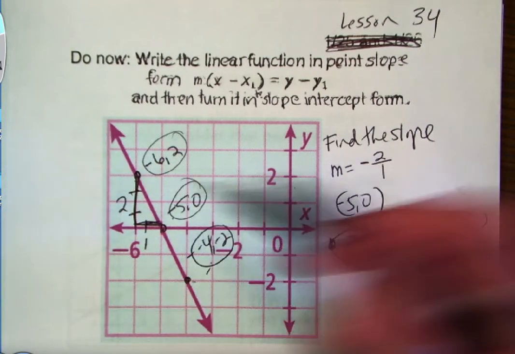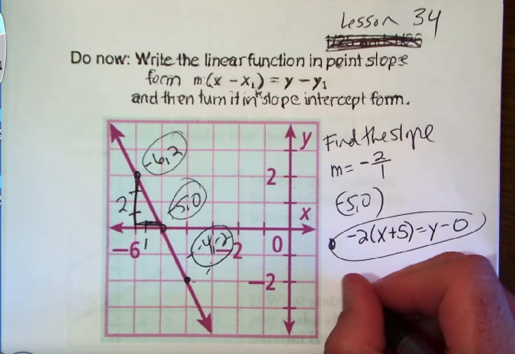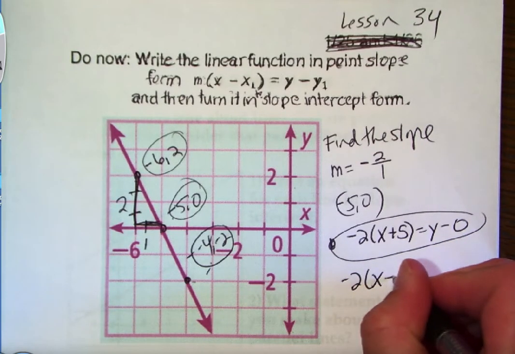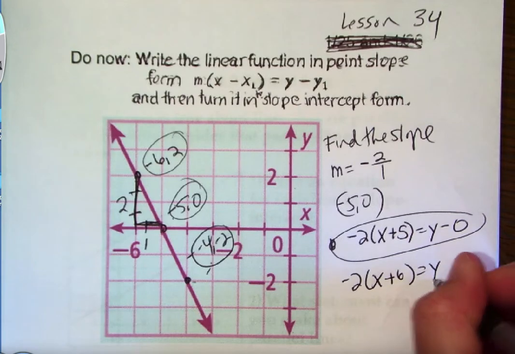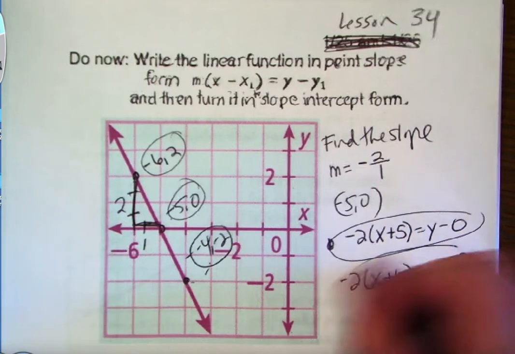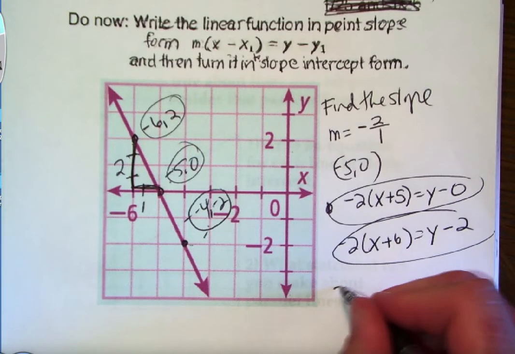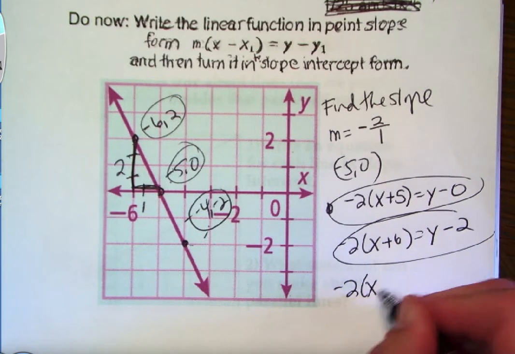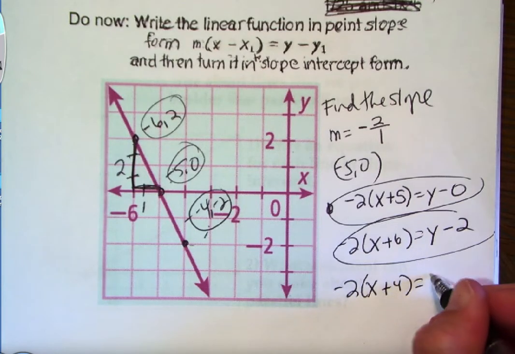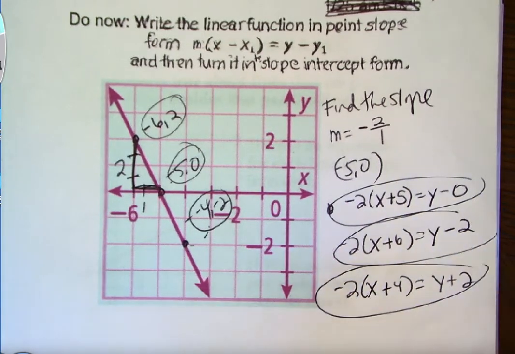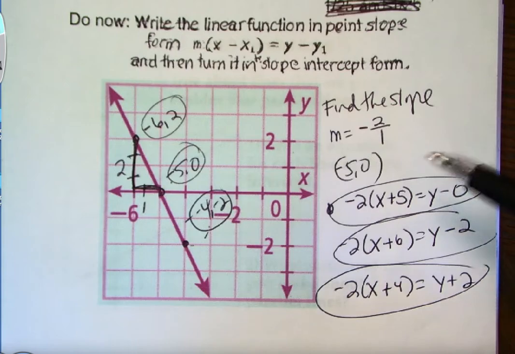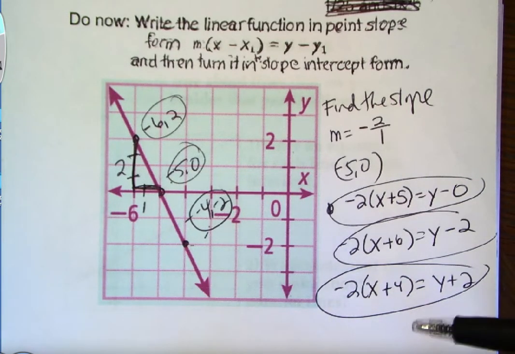But you might have written it with the point negative 6 too. It could have been this one. This is also the same. Or you could have written it as this one. So depending on which point you chose, you get a different point slope form.